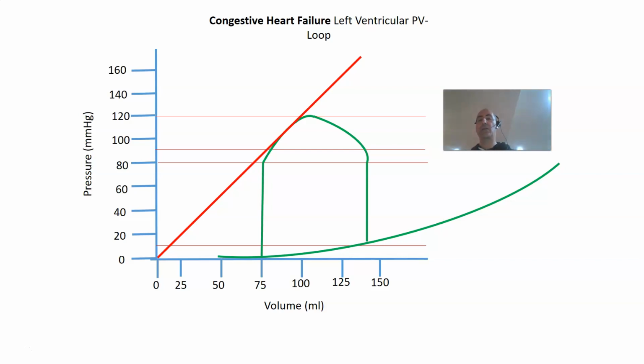In this PV loop mini lecture, we'll focus on something called congestive heart failure, and this will be left congestive heart failure. As always, we will begin with a normal left ventricular PV loop and modify from there.